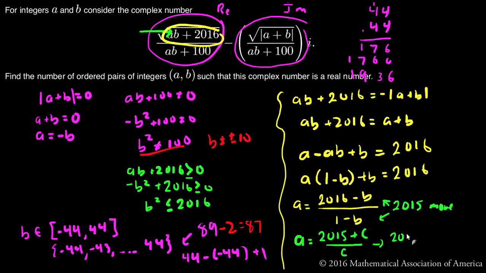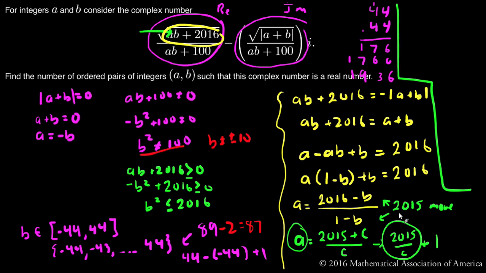I'll have 2015 over C plus C over C, which is 1. I need this to be an integer, and that will happen whenever this is an integer. I'm terribly running out of room, but let's see if I can shove some stuff in here. I'm going to factor 2015. I see right away 5 goes in that, so take out a 5. I'm left with 403. I was racking my brain for a little bit saying, what goes in here? It's not a multiple of 3, 7, or 11, but then I saw that 13 goes into that.